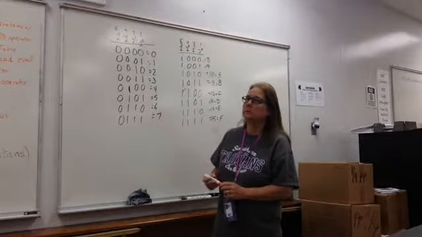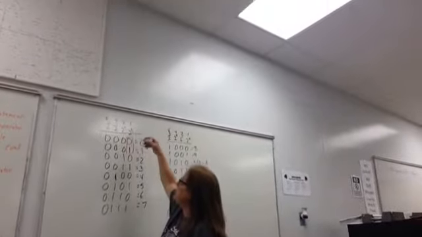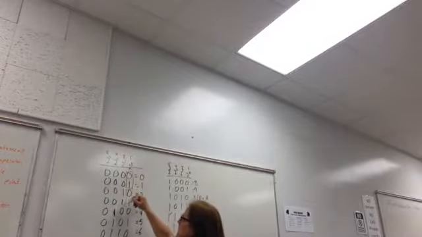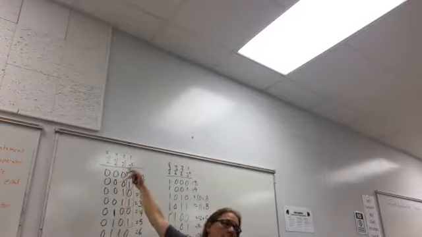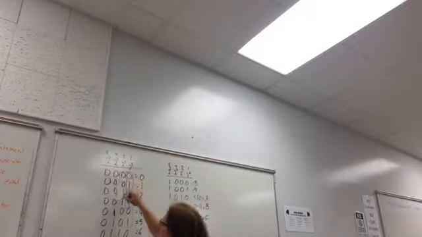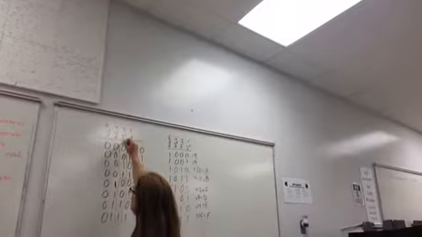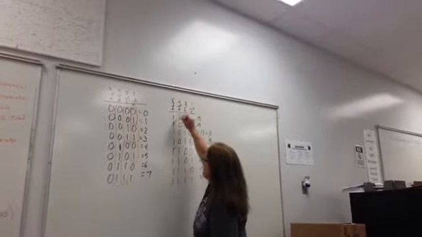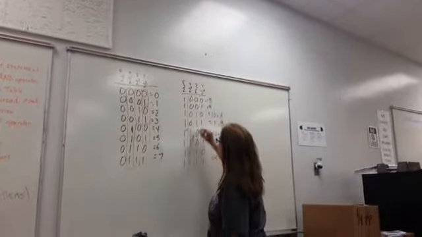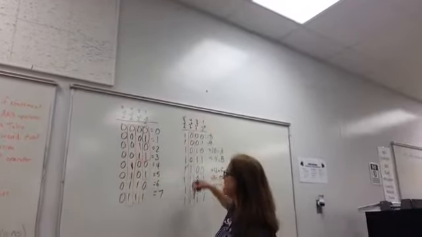Wait, what do you mean the pattern? Like under the ones, it changes every one, right? See the pattern? And then under the 2, it's 2 zeros, then 2 ones, and then 2 zeros, and 2 ones. That's the pattern. See it? And then under the 4, it's 4 zeros, 4 ones, and then 4 zeros, 4 ones, and then for the 8, it's 8 zeros and 8 ones.